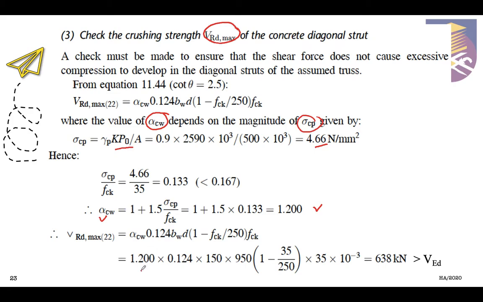So we have 1.2 here. Then other values should be substituted as well. Then we have all this, and we have here 638 kilonewton. Again this value is to be compared with VED. We know that here VRD max is larger than VED. Therefore we can proceed to the design of the shear reinforcement.